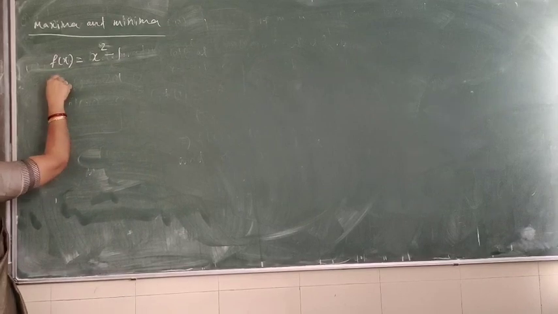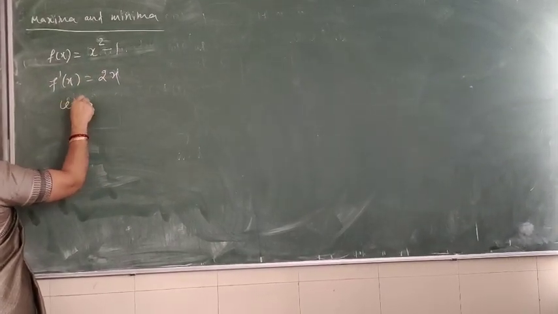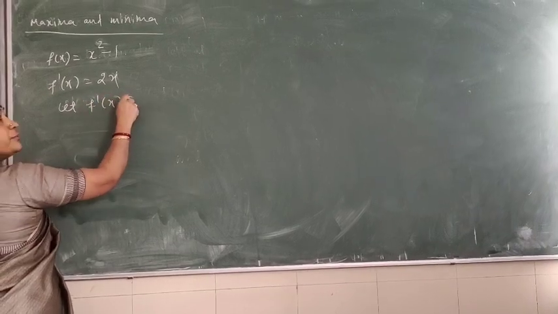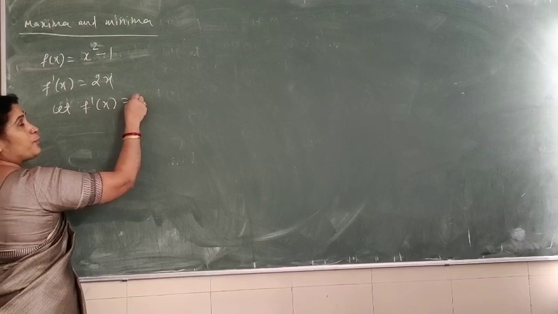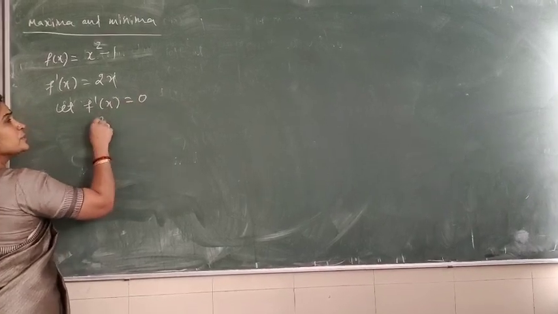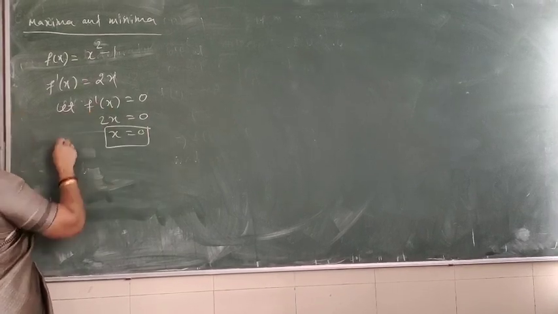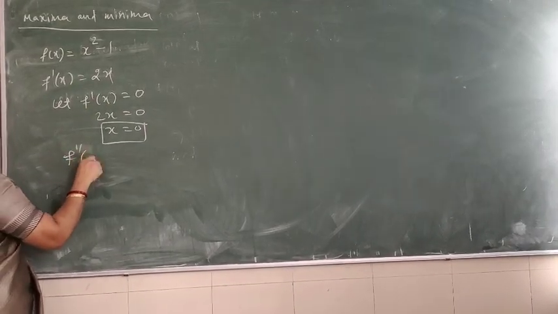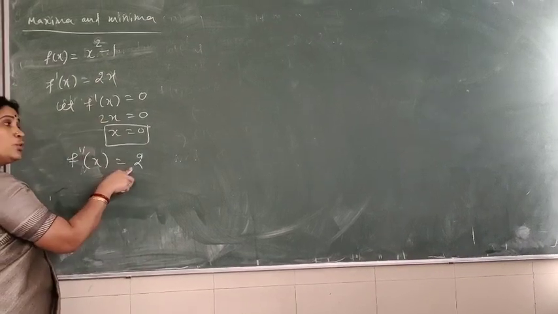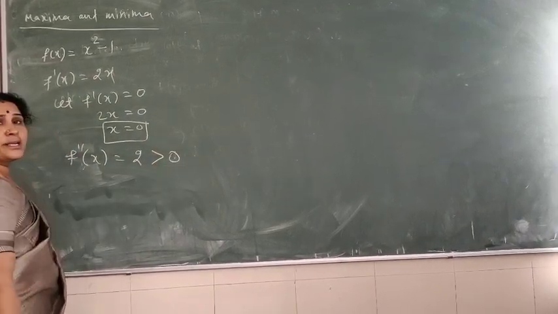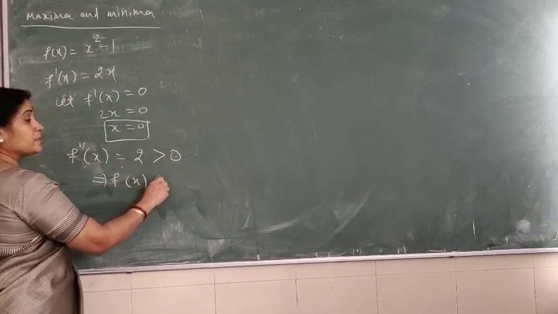For the first step, you have to find f dash of x. F dash of x will be 2x. Up to this, the steps are the same, whether tangent, normal, or increasing and decreasing. Set f dash of x equal to 0, 2x equal to 0, x is equal to 0. Then you have to find f double dash of x, which is 2. This is greater than 0, which implies f of x is minimum.